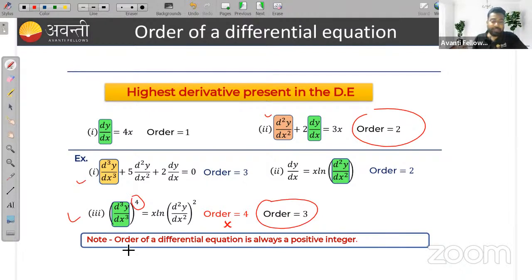A note is mentioned here: the order of a differential equation is always a positive integer. Remember, the order of a differential equation is always a positive integer. Clear?